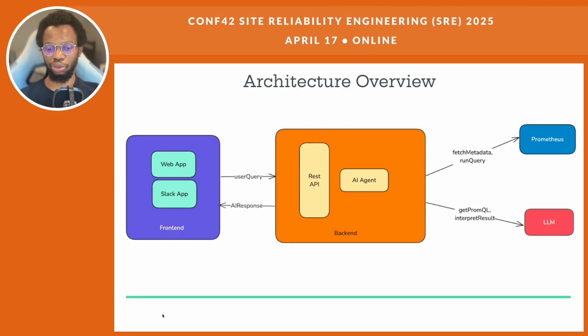So this diagram shows our architecture for the system. On the far left side, we have the front end, which is how you interact with the system. You're either interacting with the tool via a web app or a Slack app, which allows you to enter your user query, and then that user query gets sent to a backend. The backend has a REST API that makes it easy for the front end to interact and send questions down to it. As part of the backend as well, we have the AI agent. The AI agent basically handles the coordination with the LLM.